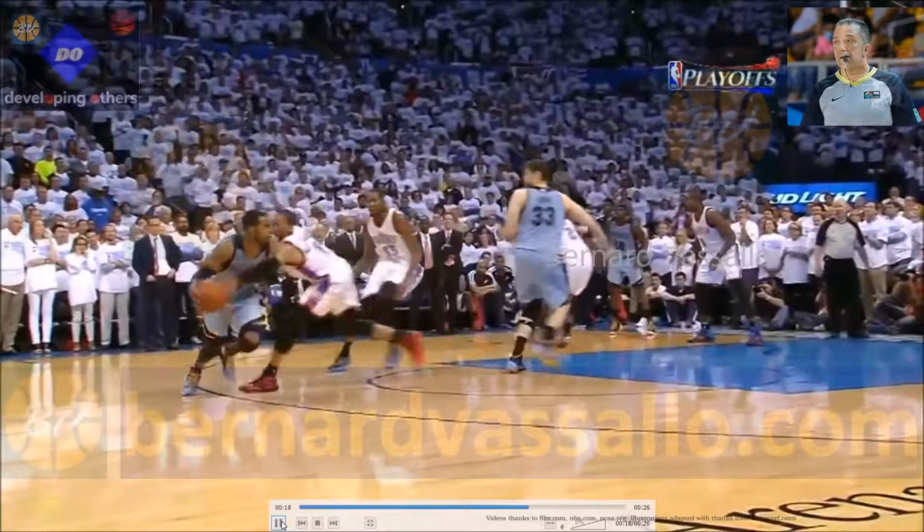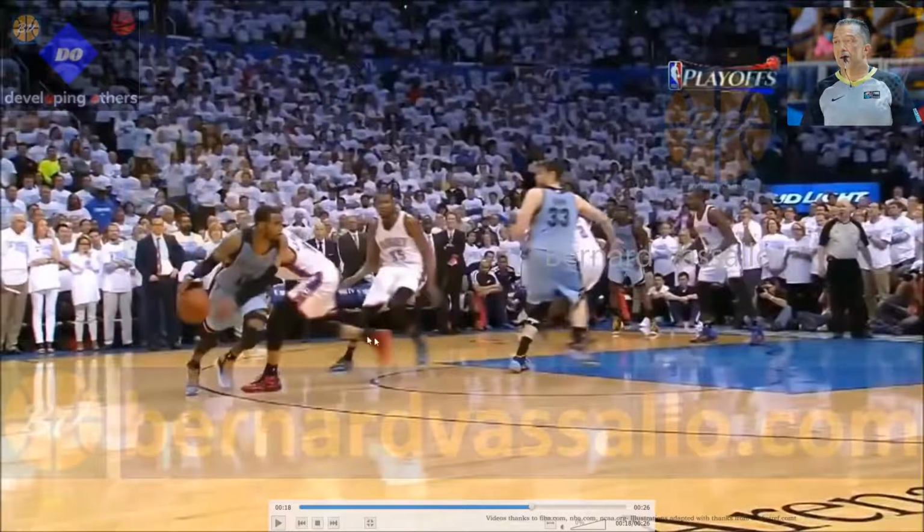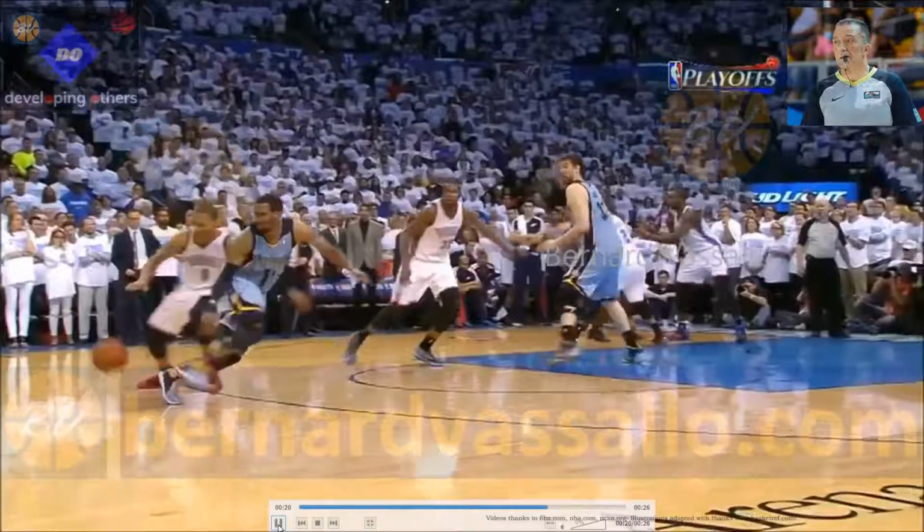As you could see here, Westbrook cleanly taps the ball, marginal contact, deemed as marginal by the referees, play on.